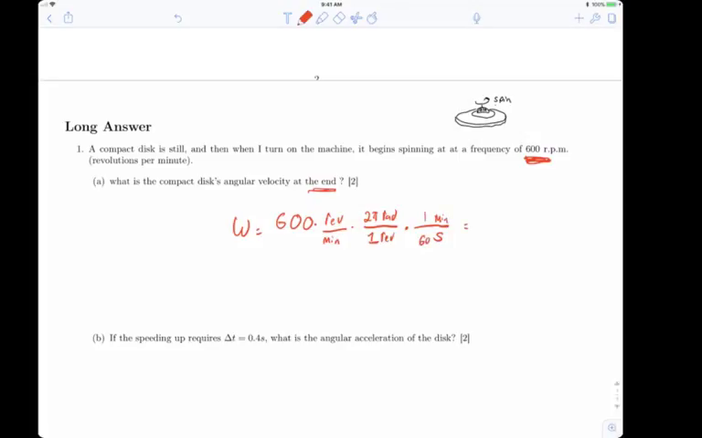So this is what I use to calculate. 600 times 2 times pi, divided by 60. 62.8 radians per second. Like I said before, you could also write 1 over s. The radians I'm writing here is just to kind of help you.